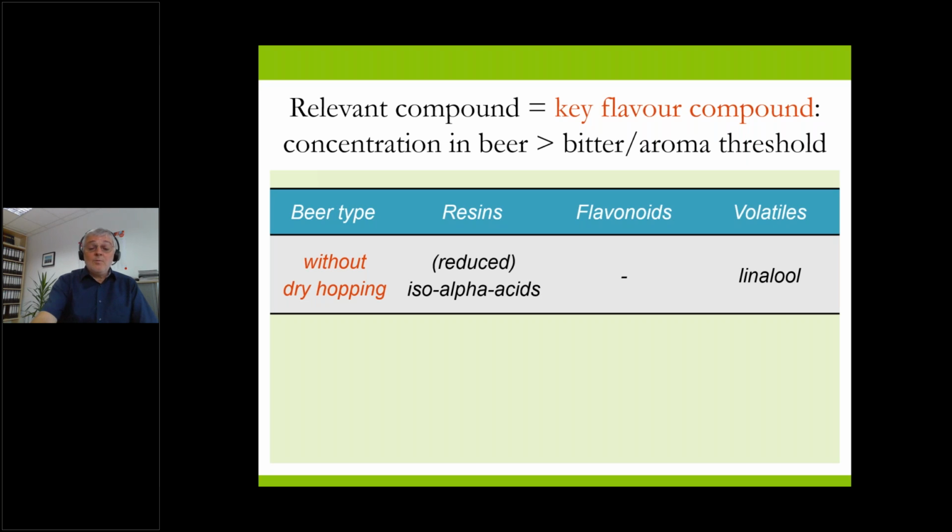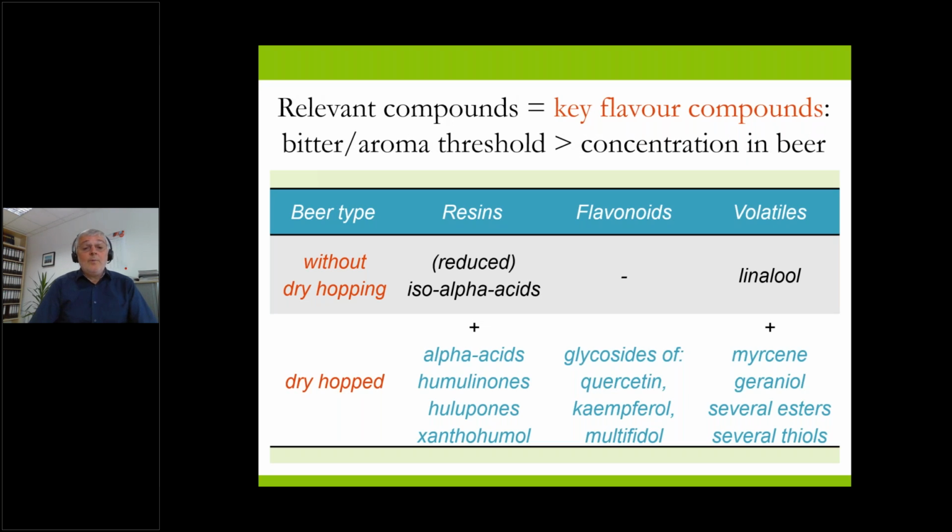And it's much more in the case of dry hopping. If you do dry hopping, in addition to late or wort hopping, you get several more compounds introduced to the beer. With regard to the resins, you get the alpha acids, the humulinones, the hulupones, and the xanthohumol. With regard to the flavonoid fraction, you get glycosides of quercetin, kaempferol, and multifidol. And with regard to the volatiles, you get myrcene, geraniol, several esters, and several thiols.